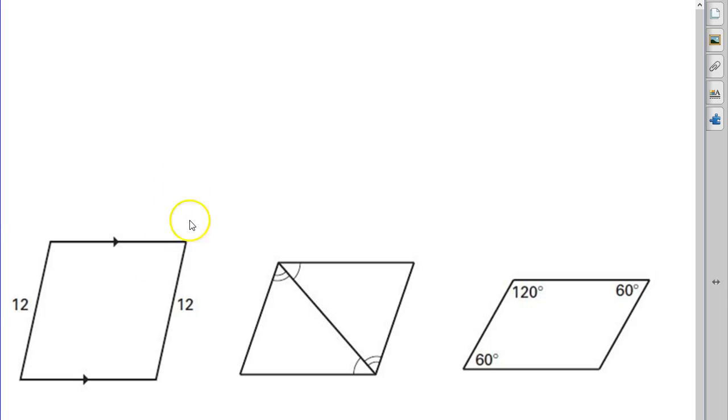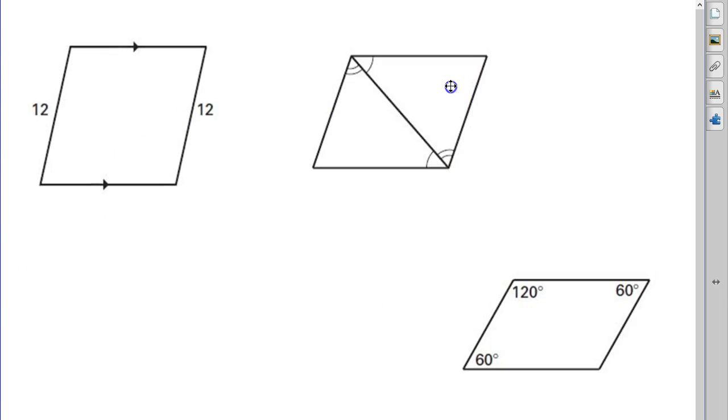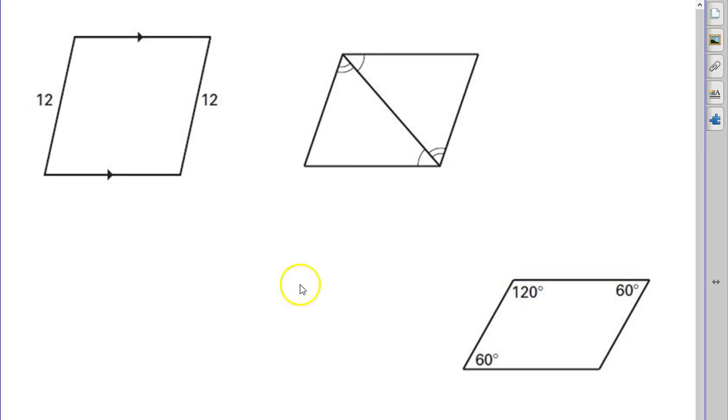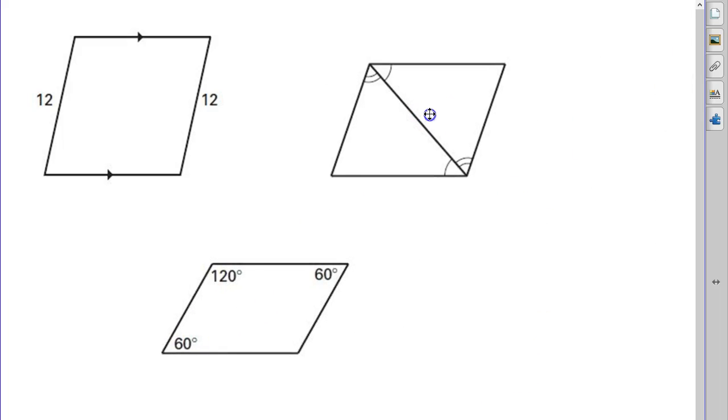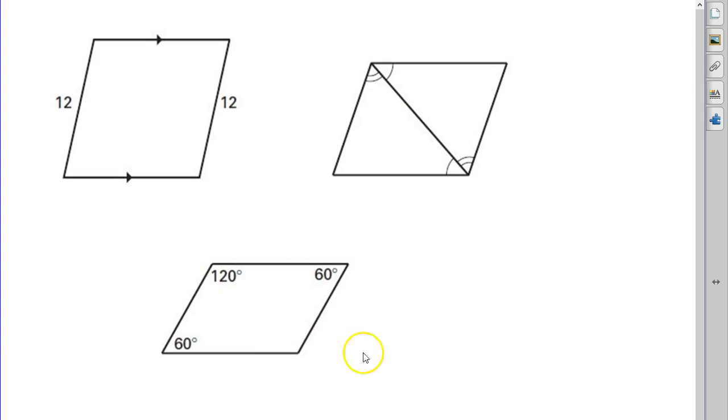Okay, so this one here might seem a little tricky. You see a pair of congruent sides, 12 and 12, and you see a pair of parallel sides. However, it's not the same pair of sides. It has to be the same pair of sides that are parallel and congruent in order for it to be a parallelogram, and it's not, so actually this is not a parallelogram.